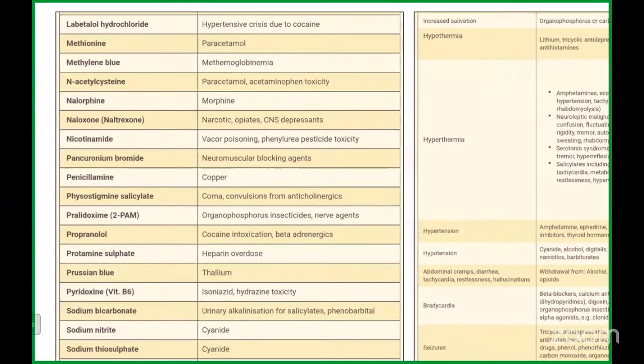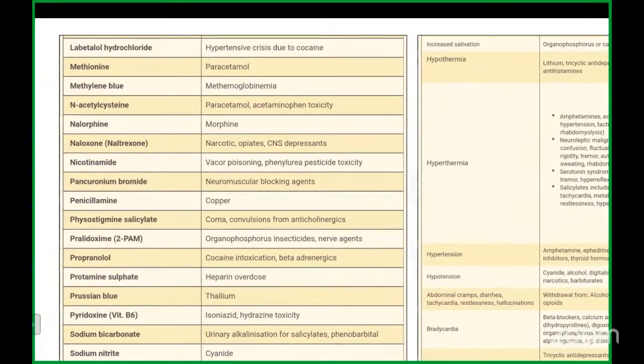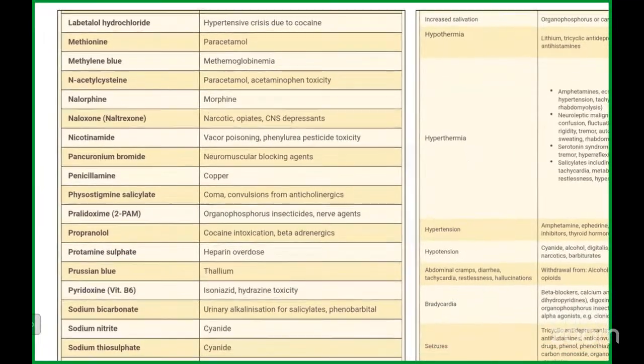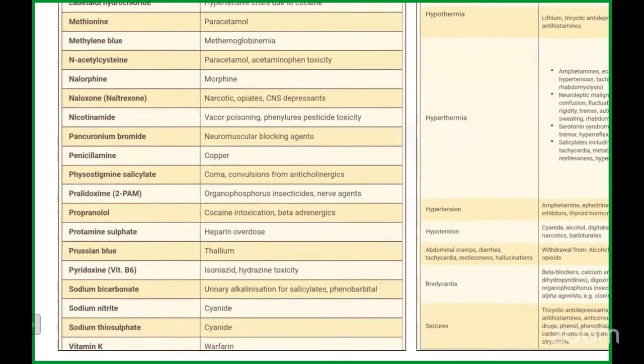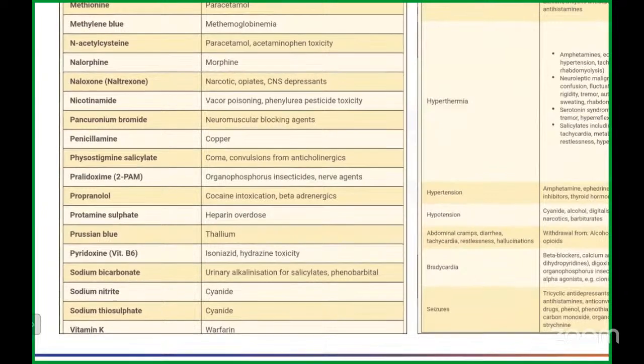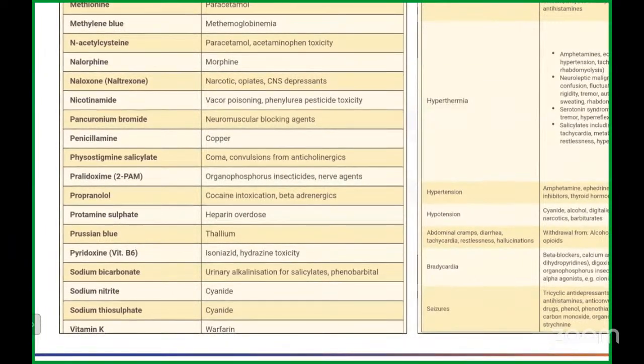A few other antidotes which I found relevant enough, which have been asked: hypertensive crisis due to cocaine, labetalol. Paracetamol poisoning, I'll prefer you writing methionine or N-acetylcysteine, which is used. Methemoglobinemia is methylene blue. Naloxone, as you can see, is found in narcotics. Naltrexone is also found in narcotics. Copper has this antidote called penicillamine, which I want you to remember. It's extremely important. Pralidoxime is something which you use for the nicotinic side effects of organophosphorus poisoning.